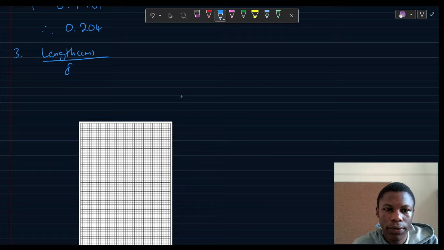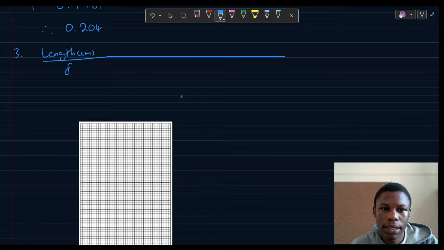Okay. Number 3. The lengths of 250 leaves of a certain type of plant are measured correct to the nearest centimeter. The results are summarized in the table below. We are given a table that has length in centimeters and frequencies. So the first class is going from 5 to 9, frequency 18. The second class is going from 10 to 14.